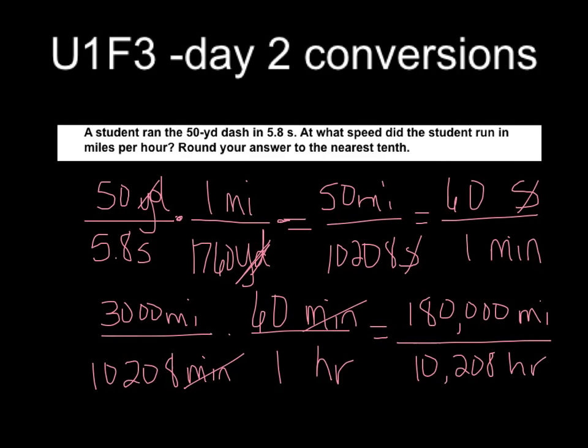Go ahead and divide this out. Decimals are okay. It actually says to the nearest tenth. So I'm going to divide this out, and I get 17.6 miles per hour. And that's my answer. So that's 2 conversions in 1, which we sort of separated into 2 problems. We got rid of the yards first, and then we got rid of the seconds.